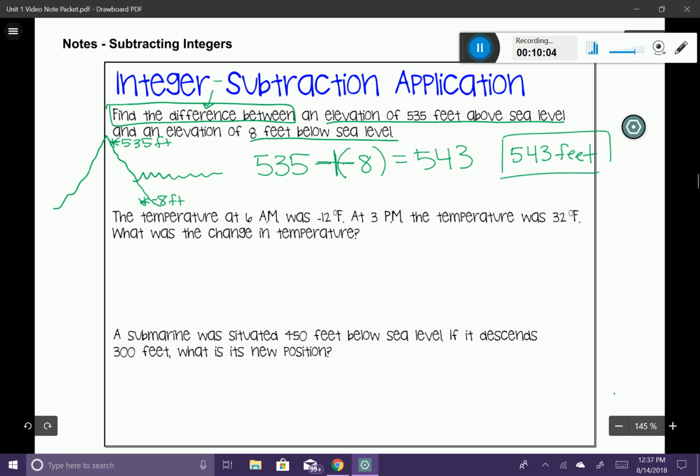All right, the second question. The temperature at 6 a.m. was negative 12 degrees Fahrenheit. At 3 p.m., the temperature was 32 degrees Fahrenheit. What was the change in temperature?